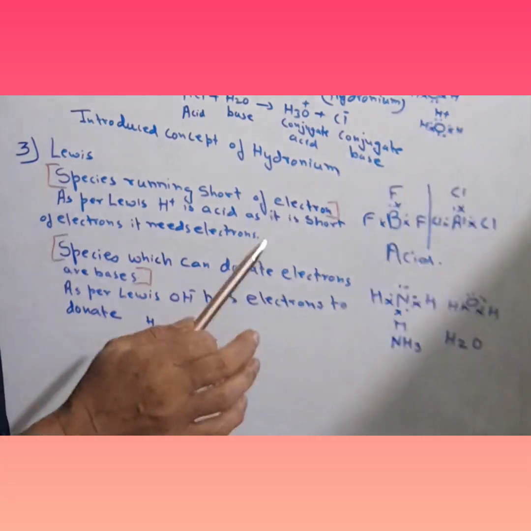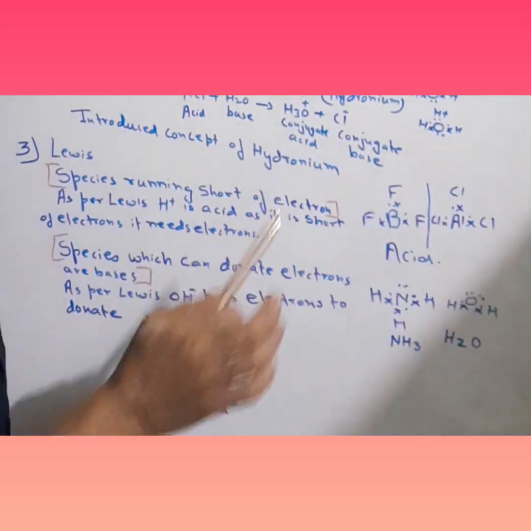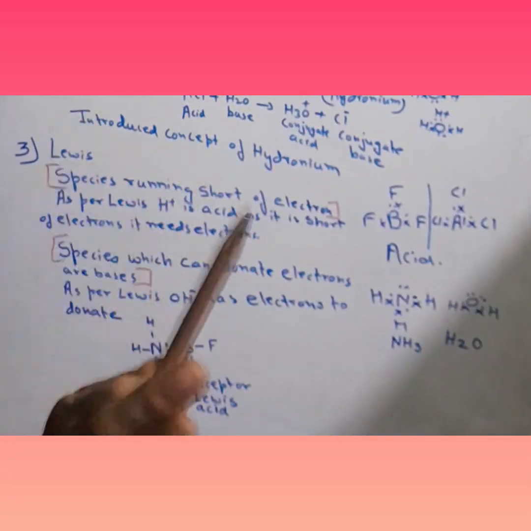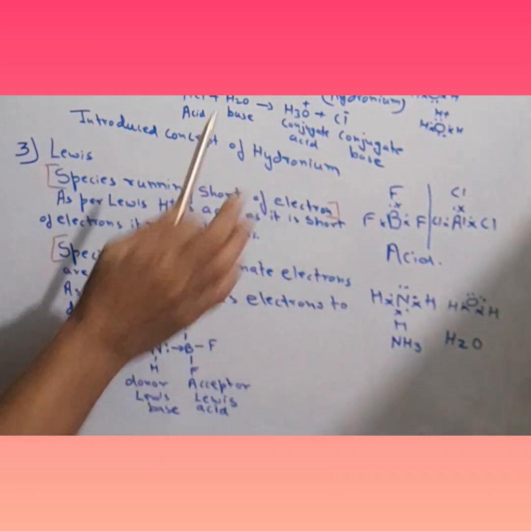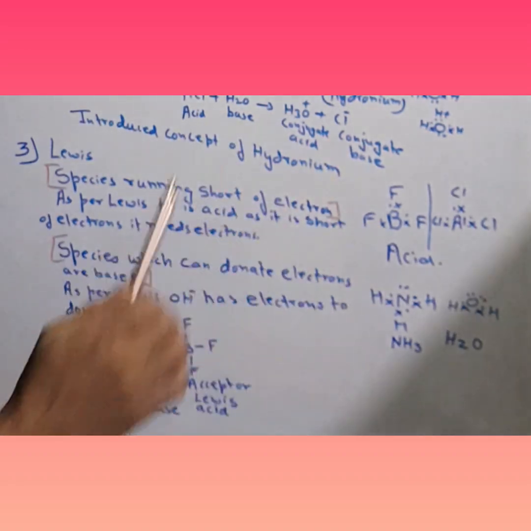Same story is also with aluminum chloride. When you check out, it's running short of electrons, so aluminum chloride also acts as an acid, not providing protons at all. So that's what it is all about acids. Now let's check out bases.